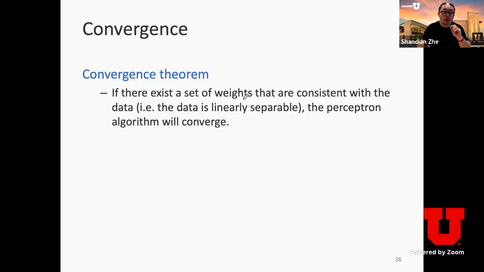What does the convergence theorem say? It says, if your data are indeed linearly separable, meaning there indeed exists a set of weights and bias parameters such that using them to construct a linear classifier, you can perfectly separate all the positive examples from negative examples, then when you apply the perceptron algorithm on such a data set, your algorithm will always converge. Namely, it can always find a separating hyperplane which separates linearly separable data. That's a good thing. As long as your data is good, the perceptron algorithm won't have any problem finding you a separating hyperplane.